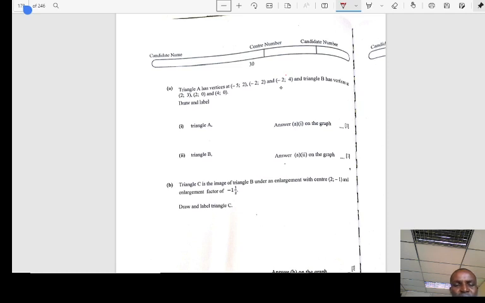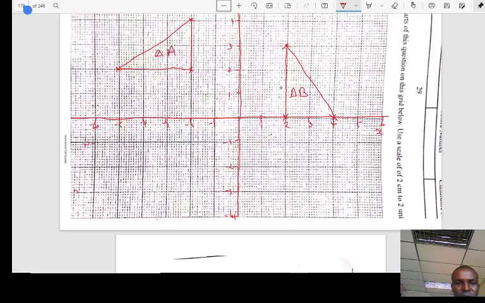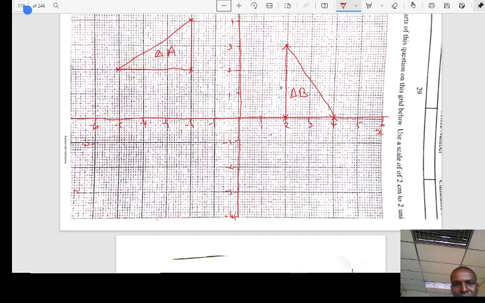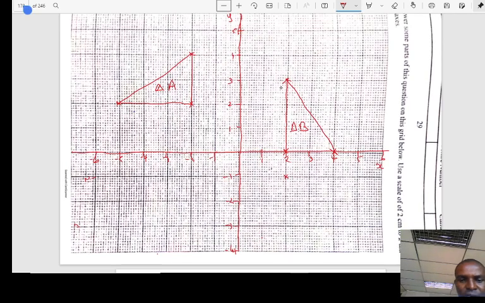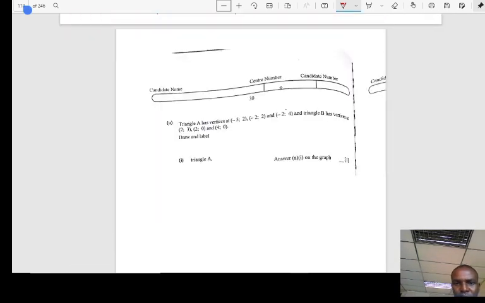and scale factor minus 1.5. So center, let me write it here. Center 2 minus 1, scale factor is minus 1.5. That's the scale factor. Right, let me go up there. So first thing, you mark the center 2 minus 1. 2 and minus 1 here. You mark it.